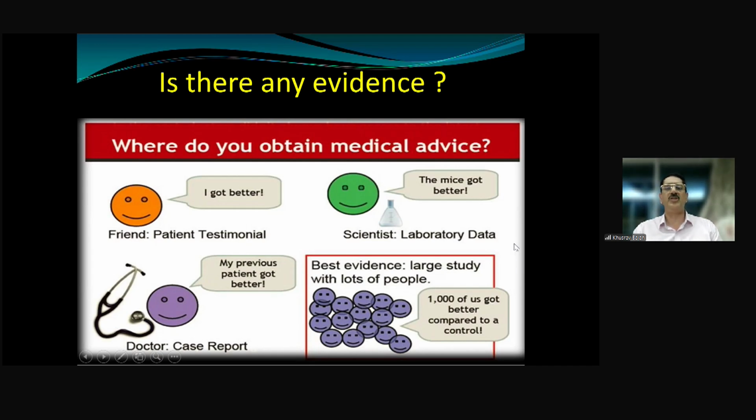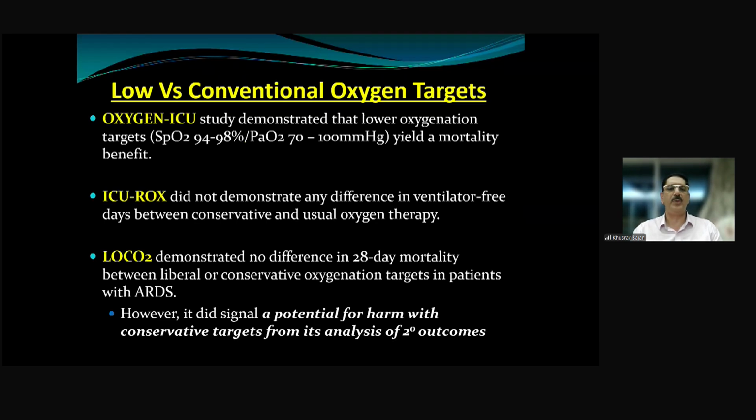So I'm just going to give you very few studies and I'll end here so that we have a good discussion. Why my topic I chose was less is more, because as per the Oxygen-ICU study, saturations of 94 had a higher mortality than the lower oxygen saturation. The ICU-ROC study did not demonstrate any difference in the ventilator-free days in conservative versus usual oxygen. LOCO2 demonstrated no difference in 28-day mortality between liberal and conservative in cases of ARDS, but it did show potential harm in the conservative targets when actually seen.